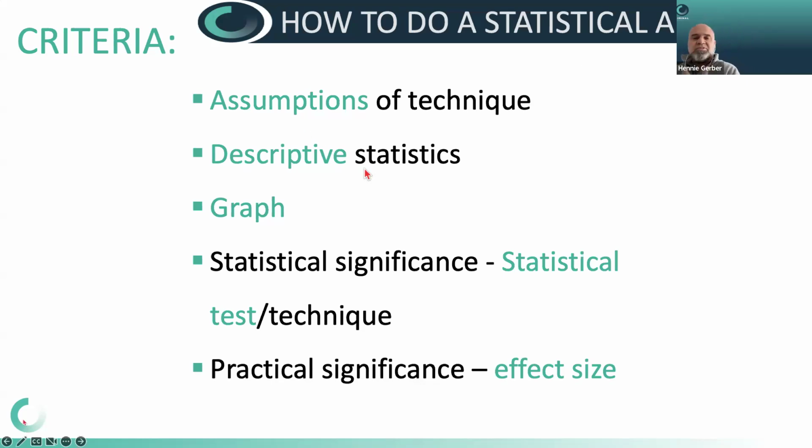Then you'll have descriptive statistics. This would be to describe your analysis. What we'll do is we will look at the example. Then you also have a corresponding graph. This is to graphically show or present your analysis. Then you have statistical significance, and this is with your p-value from your statistical test. And then the fifth thing would be practical significance or effect size.